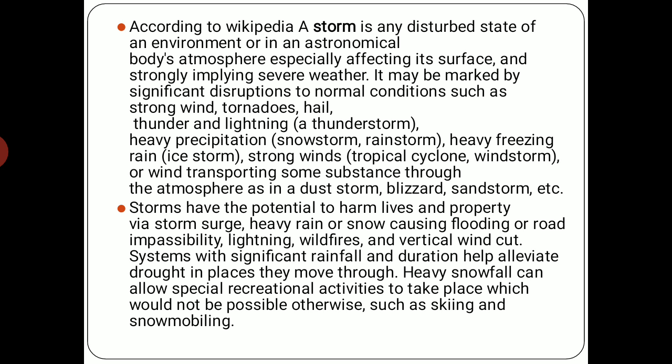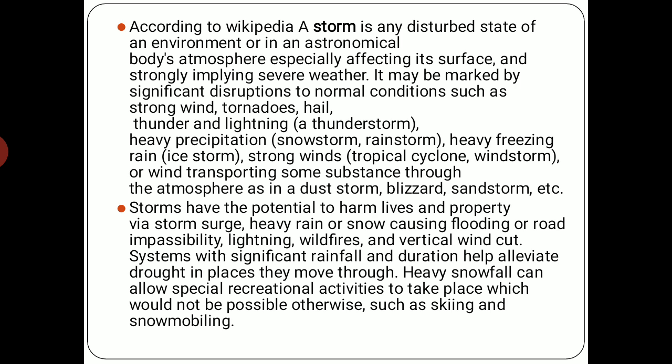It means very critical disturbances in the atmosphere as far as the weather is concerned. Generally strong winds blow, as I told you. There may be usually rainfall, thundering and lightning may be there, or even a kind of snowfall, right? As you can see here, according to the definition given by Wikipedia, a storm is any disturbed state of an environment or of an astronomical body's atmosphere, especially affecting its surface and strongly implying severe weather.